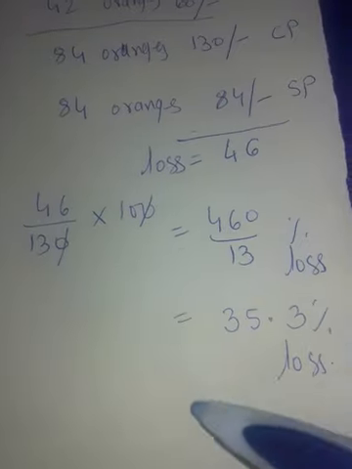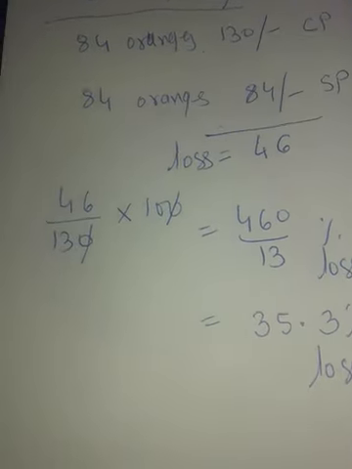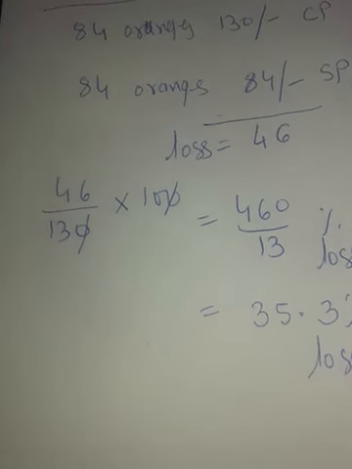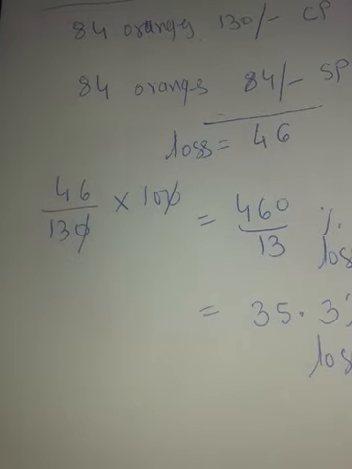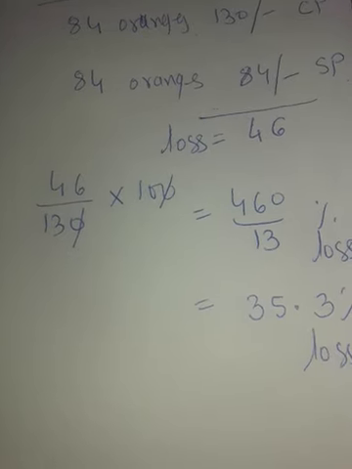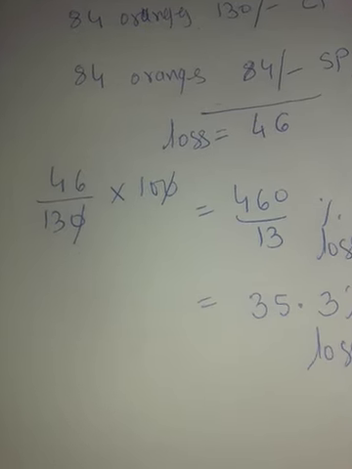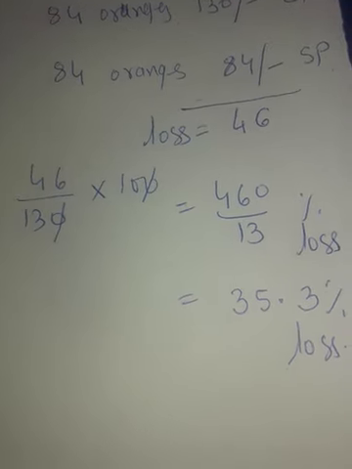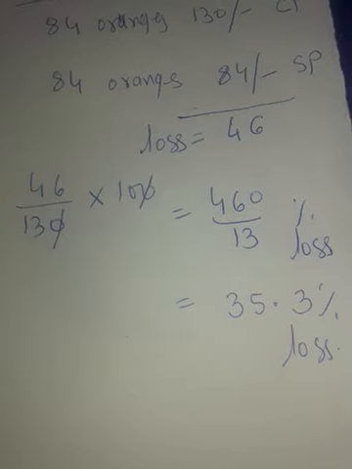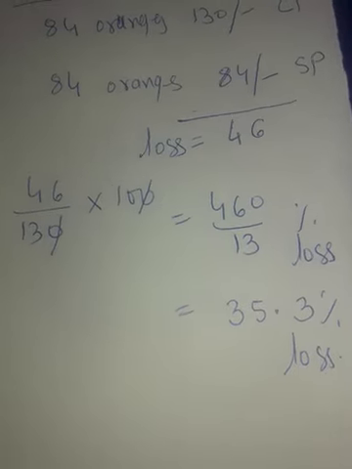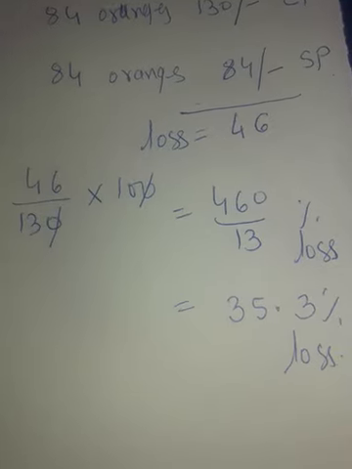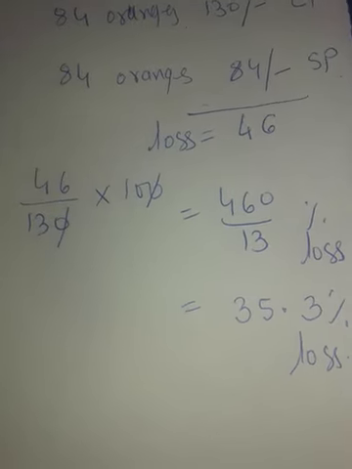We can solve this with unitary method also. That 6 oranges for 10 rupees, so 1 orange for 10 upon 6. 7 oranges for 10 rupees, so 1 orange for 10 upon 7. Then we can add, then we can find SP. Same way, we have solved 2 problems with unitary method. But for unitary method also there will be lot of fractions. So my advice would be you go for this LCM method so that you will be faster in calculations.